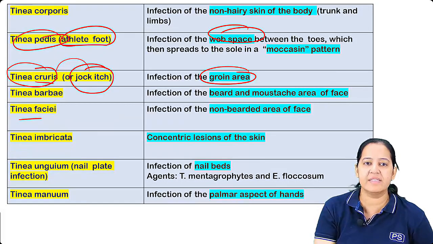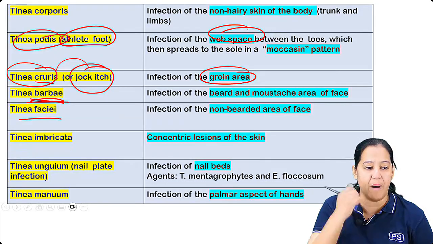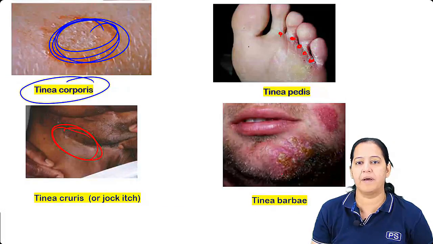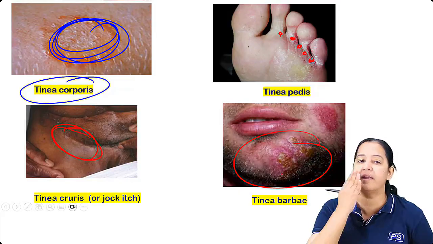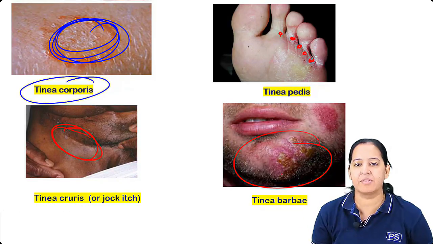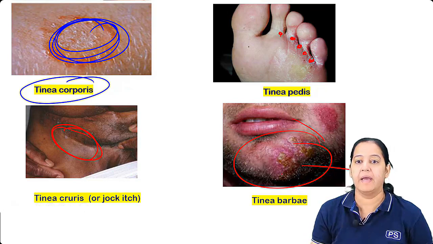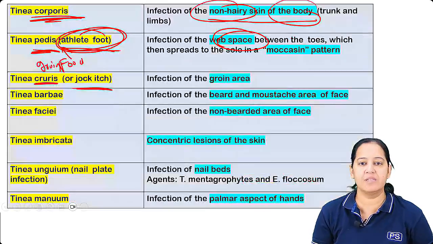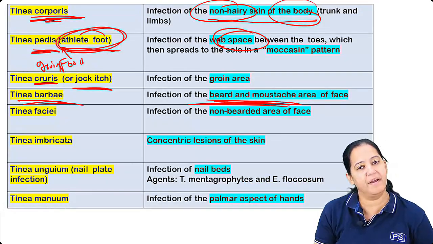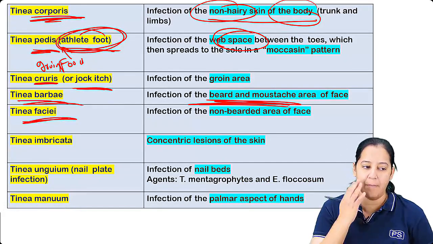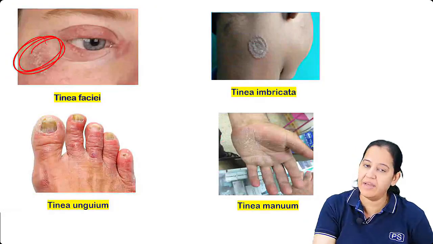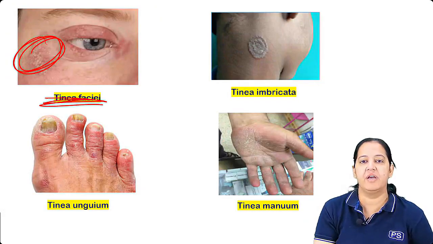Okay. The next is tinea barbae. You know barber. Who is a barber? The barbae is the beard and mustache area in males. If the ringworm infection is there in the beard and mustache area, it is known as tinea barbae. Barbae is beard and mustache. Tinea faciei. Apart from barbae, any other non-hairy area of the face is tinea faciei.